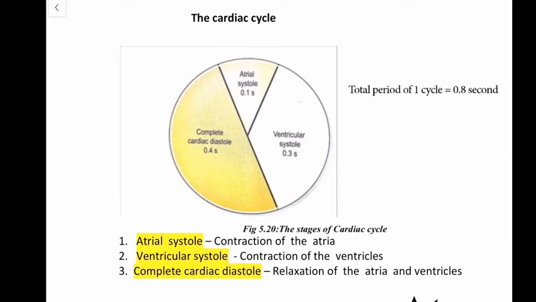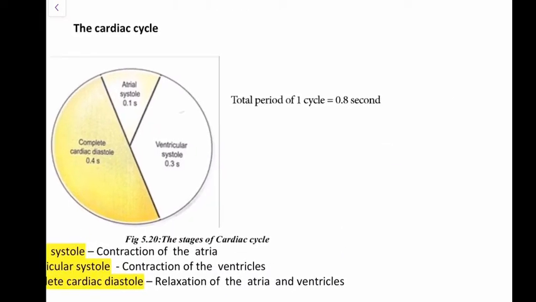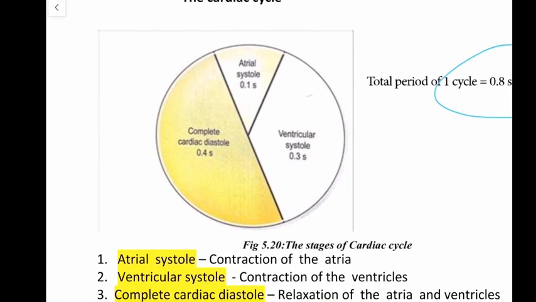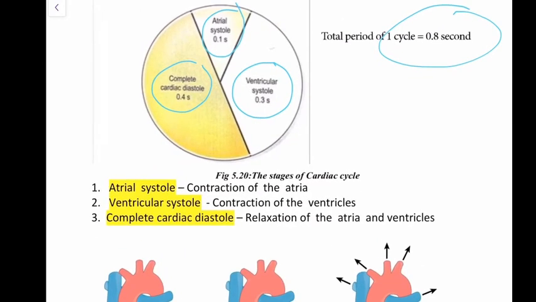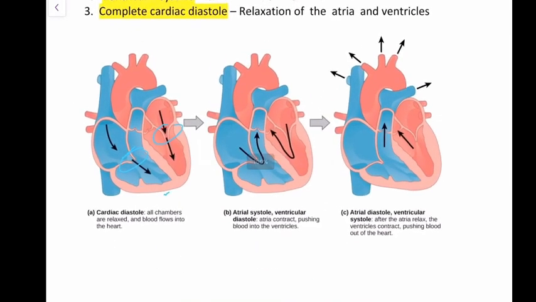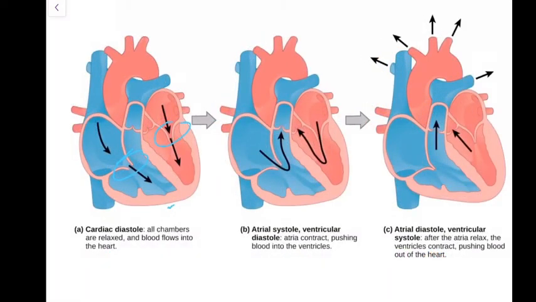So the cardiac cycle is about 0.8 seconds, and it is divided like this. You can see the complete cardiac diastole is 0.4 seconds, the atrial systole is 0.1 second, and the ventricular systole is 0.3 seconds. And then let's look at each one of them. Okay, we'll start with the cardiac diastole.